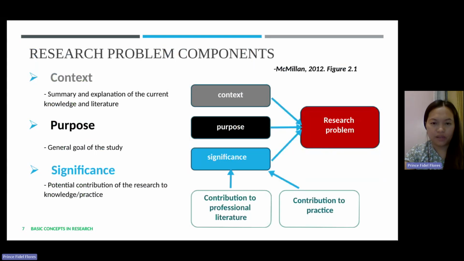A research problem generally represents three components of the study: its context, its purpose, and its potential significance. Context is the summary and explanation of the current knowledge and literature. The purpose is the general goal of the study, and the significance is the potential contribution of the research to knowledge or practice.